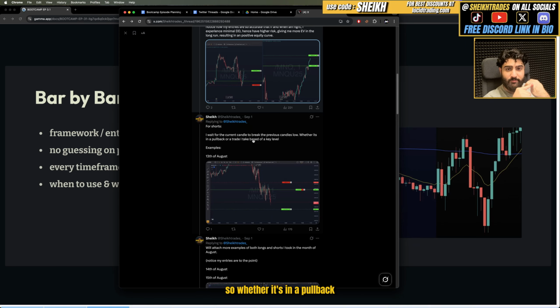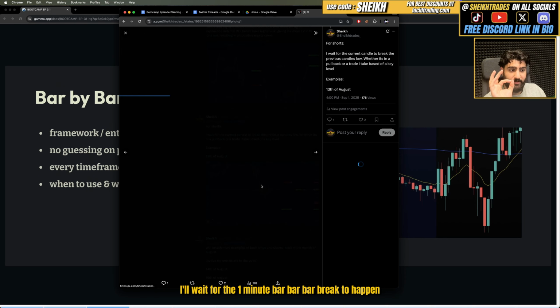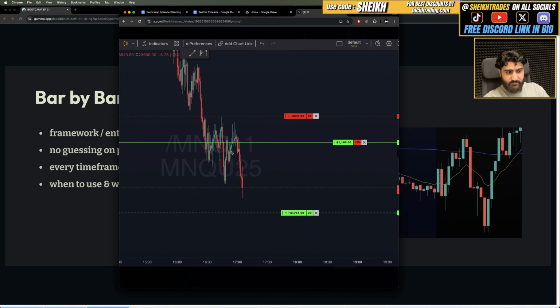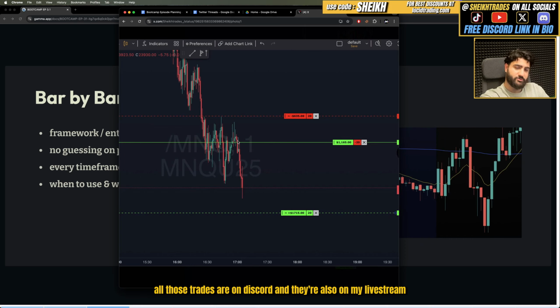So whether it's in a pullback, when I'm trying to go short, or it's based on a key level, I'll wait for the 1 minute bar by bar break to happen. And then what do you see? Once again, we're going down, chop, going down, and I take my trade right around here. Mind you, all those trades are on Discord. They're also on my live stream. And I take this trade right around here.